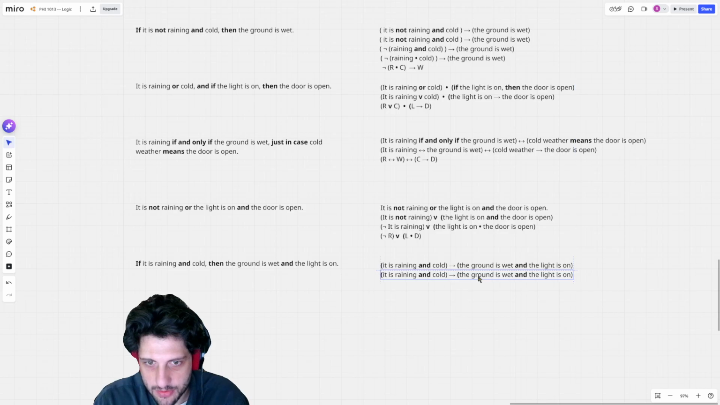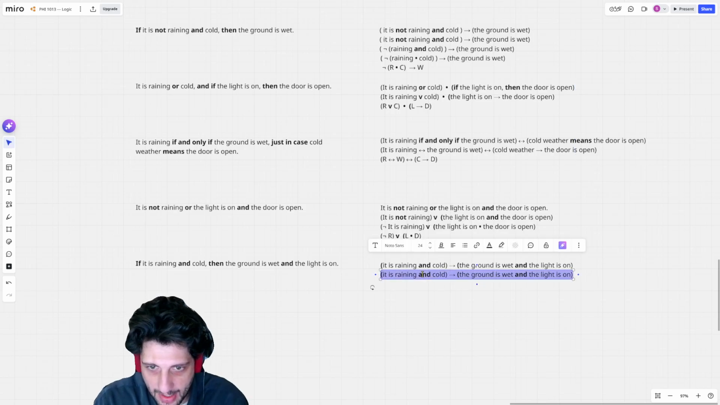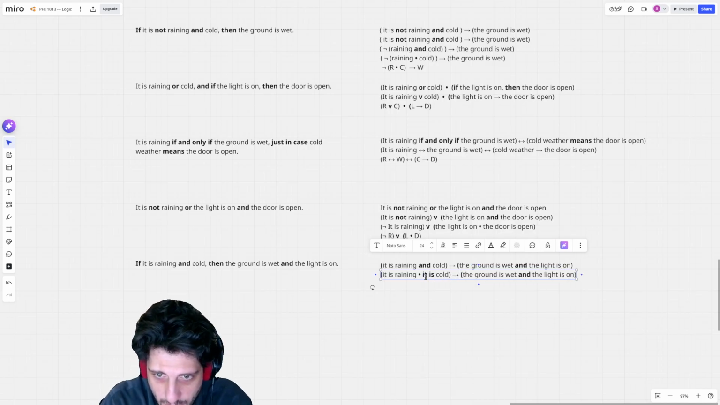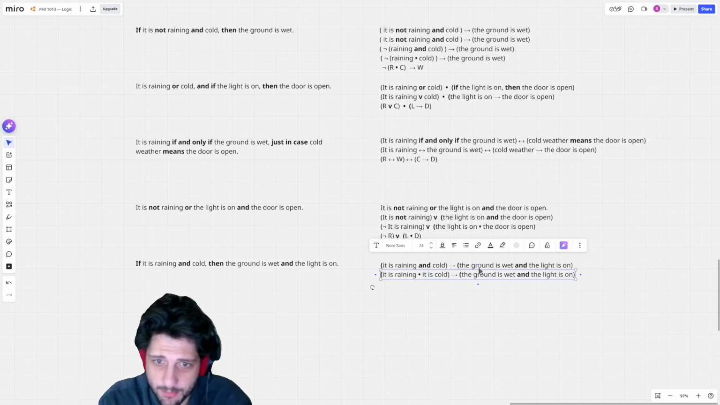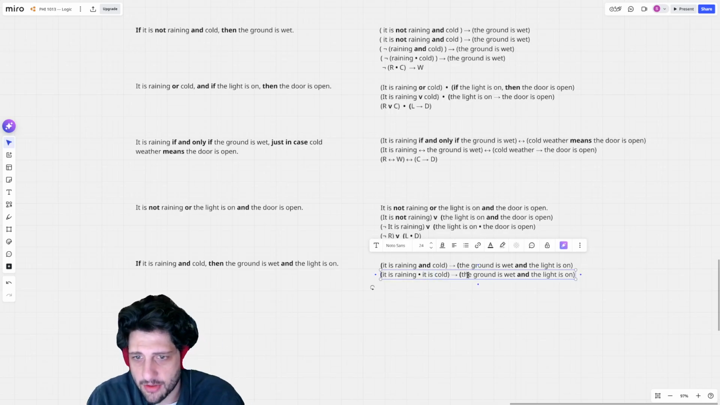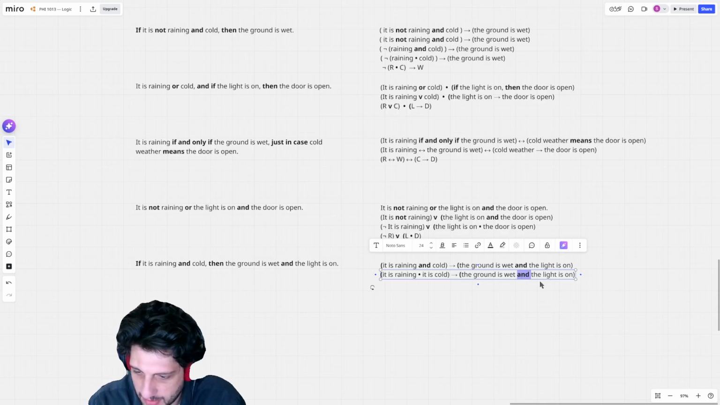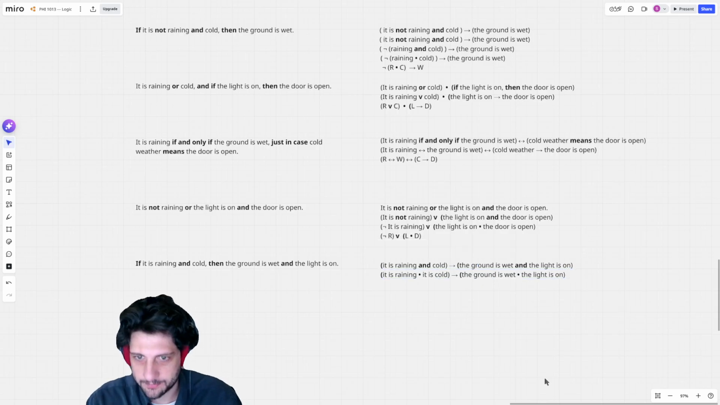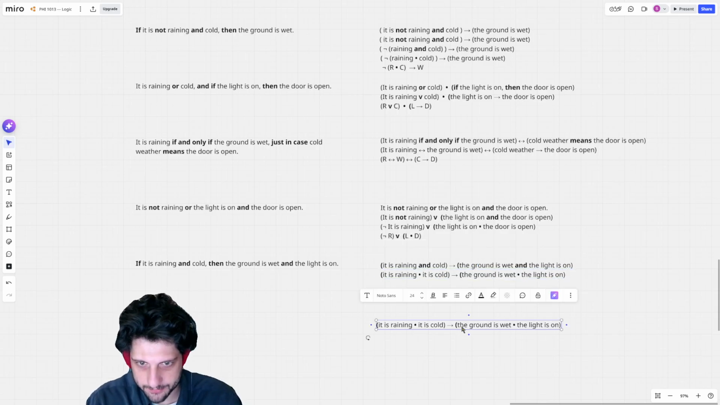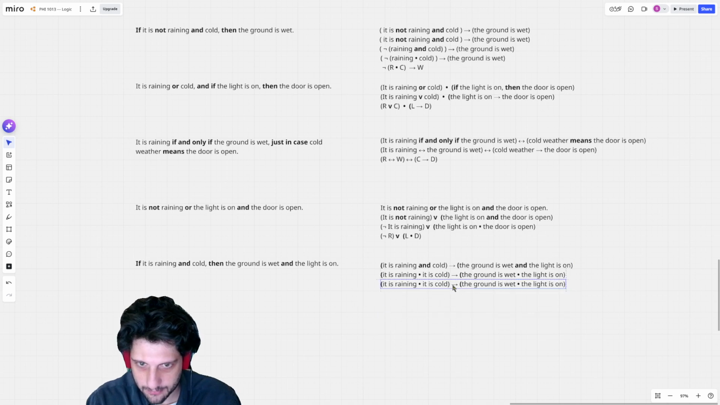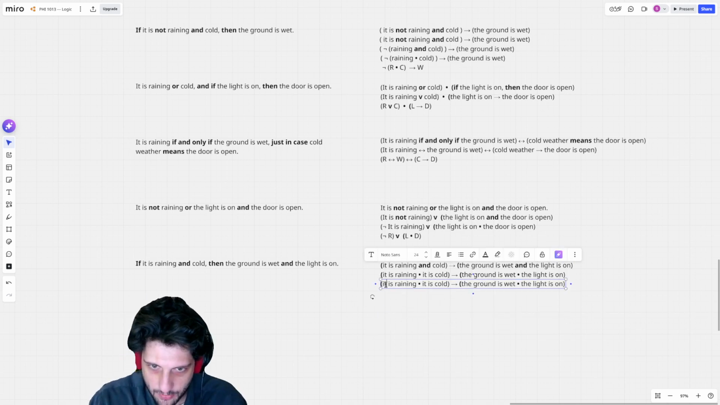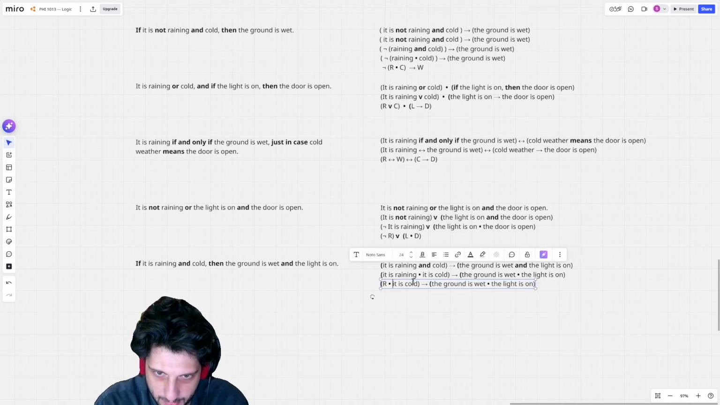And then we want to go to a next step, right? It's raining and cold. Okay, well, we know there's only one operator going on the left. It's just an and. It is raining and it is cold. To be extra careful. I haven't been that careful every time. Apologies. And then the ground is wet and the light is on. And then, of course, now we get to just replace with our variables.